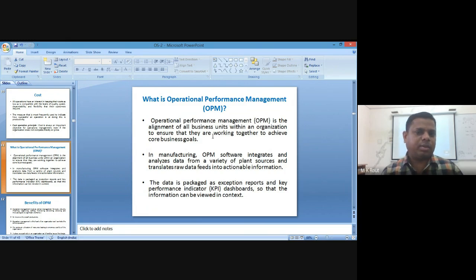That means whenever you implement operation performance management, there is alignment of all business units, starting from purchase, store, finance, production, quality control, utility and maintenance departments within the organization. These are the internal business units of the organization, to ensure they are working together to achieve the core business goal. So what is the core business goal? To make profit. That is why most companies are called profit-making organizations, and this term is widely used nowadays also.